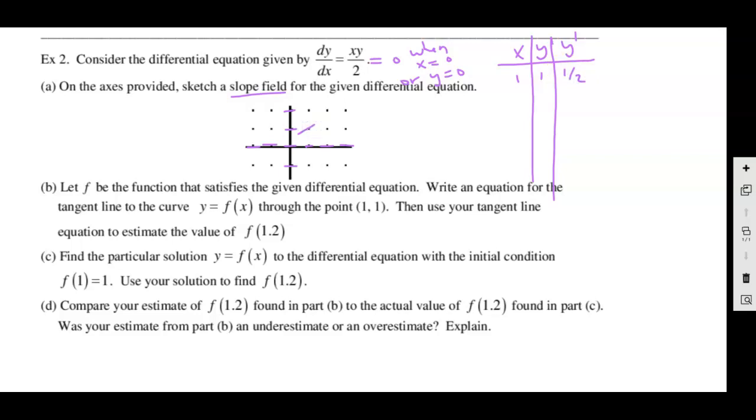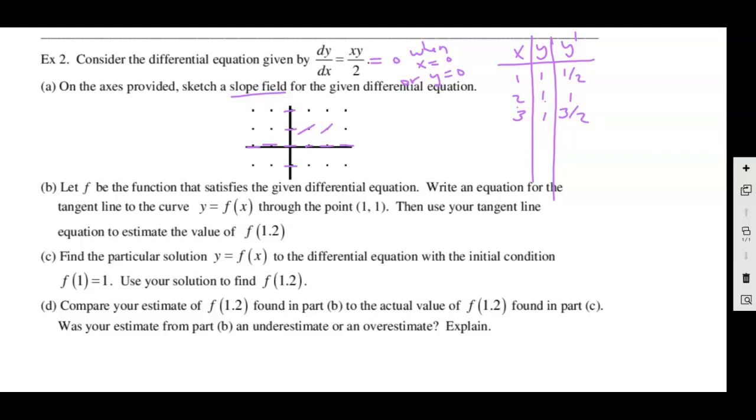And then let's do the point to the right. Let's just finish that row right above the 0 row. If I did the point 2, 1, you do x times y divided by 2. So 2 times 1 divided by 2, that would be 1. So here we go. That one's a slope of 1. Then the next point would be 3, 1. 3 times 1 divided by 2 would be 3/2.